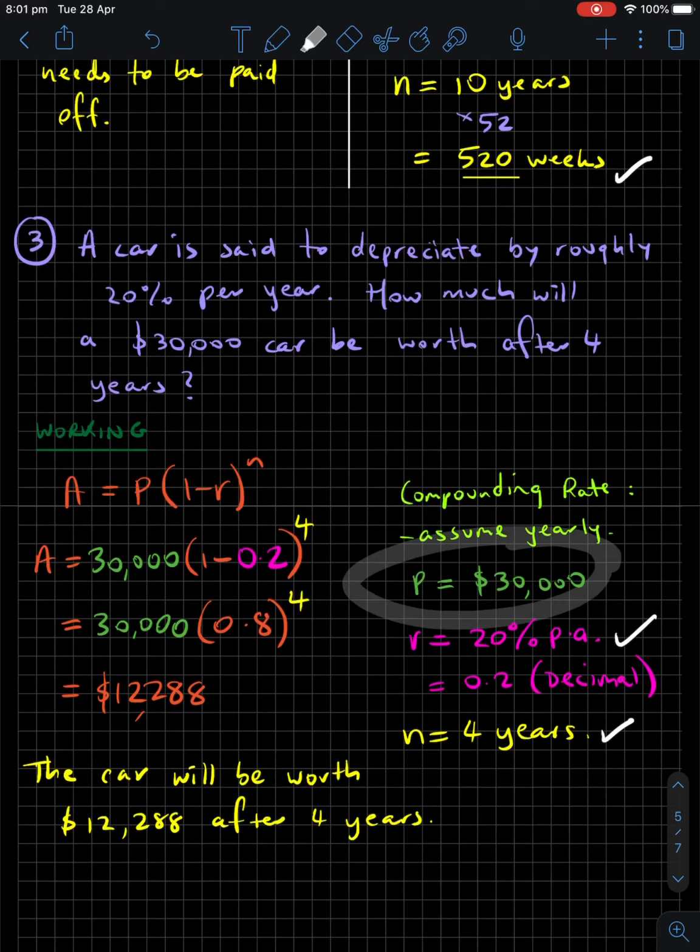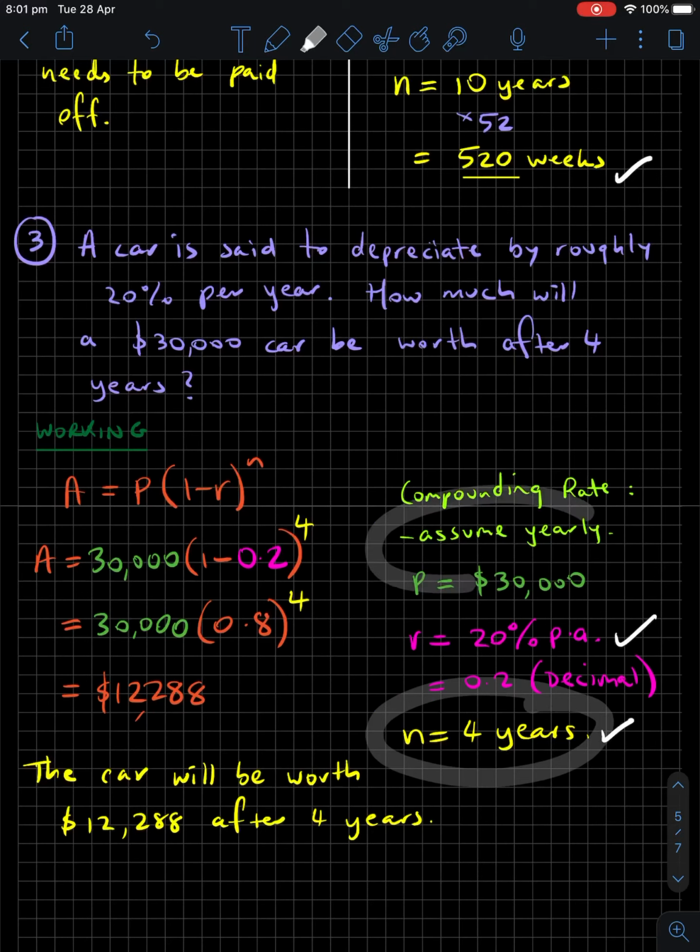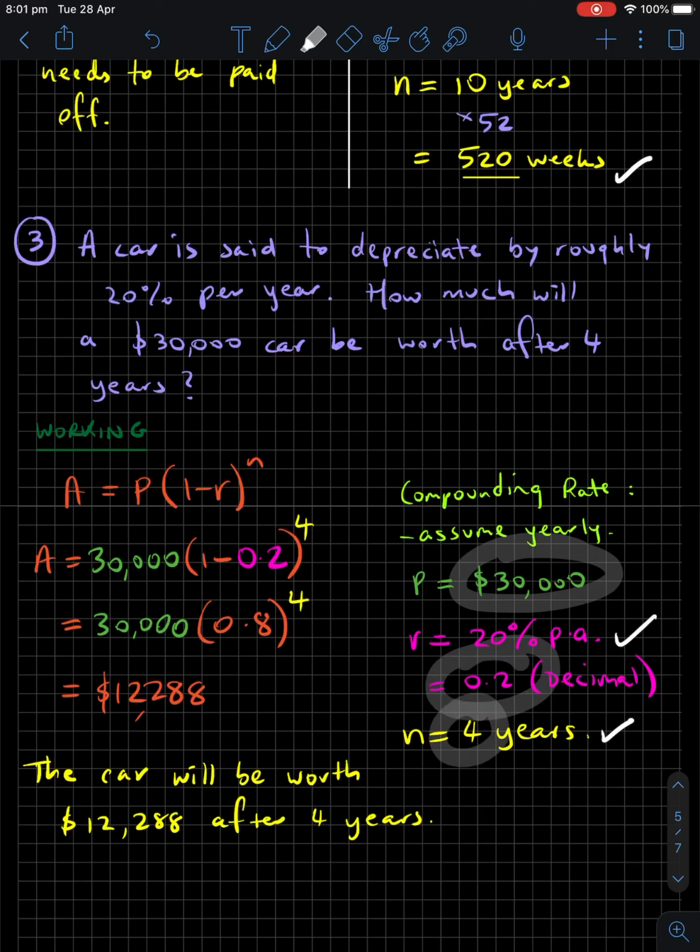So our principal is the value of the car initially, $30,000. Our rate is 20% per annum. We want to change it to decimal form, so that's 0.2, and that is a yearly rate, so it does match up. And our N is after these 4 years, so our N is going to be 4, and that's in years, so that matches up with our compounding rate. So we use these values straight in our formula. Now make sure you're using this formula here. With depreciation, instead of a plus, it's a minus in the bracket. So $30,000 at the front for P, our R changes to 0.2, and our N changes to 4.